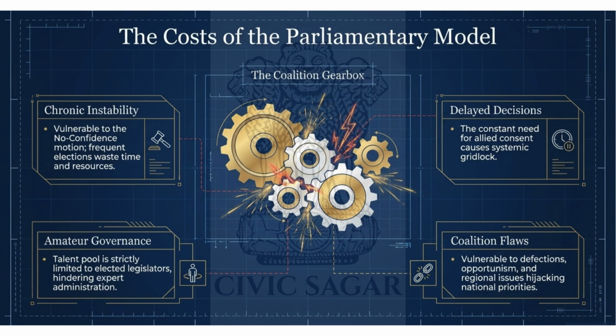The costs of a parliamentary model show up inside the friction-heavy, coalition gearbox. This setup is highly vulnerable to chronic instability. A single no-confidence motion can collapse a government, triggering expensive, resource-draining elections. Decisions are routinely delayed by the constant grind for allied consent. It can restrict the administrative talent pool strictly to elected politicians, and leaves the door open for political opportunism, where localized issues can completely hijack broader national priorities.